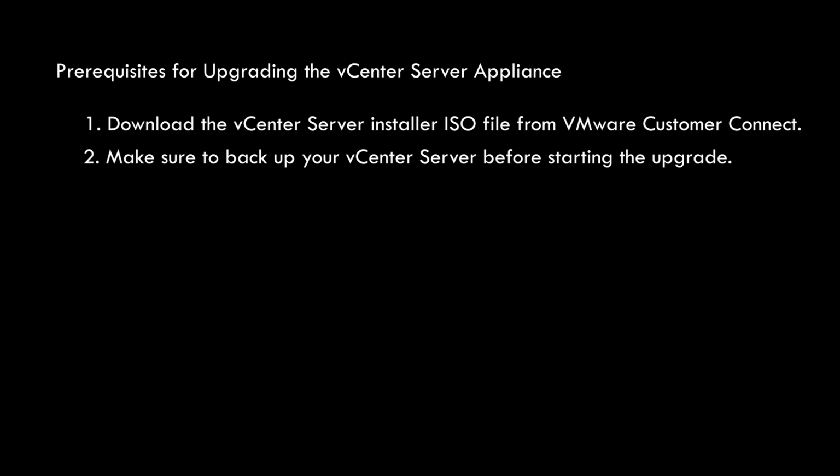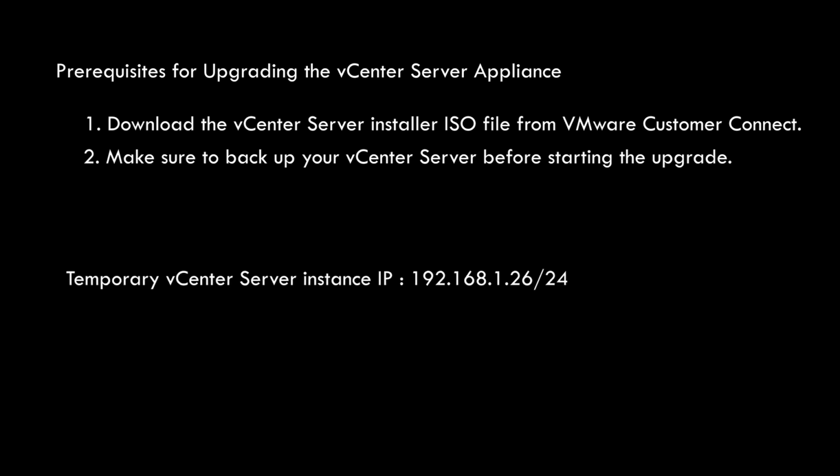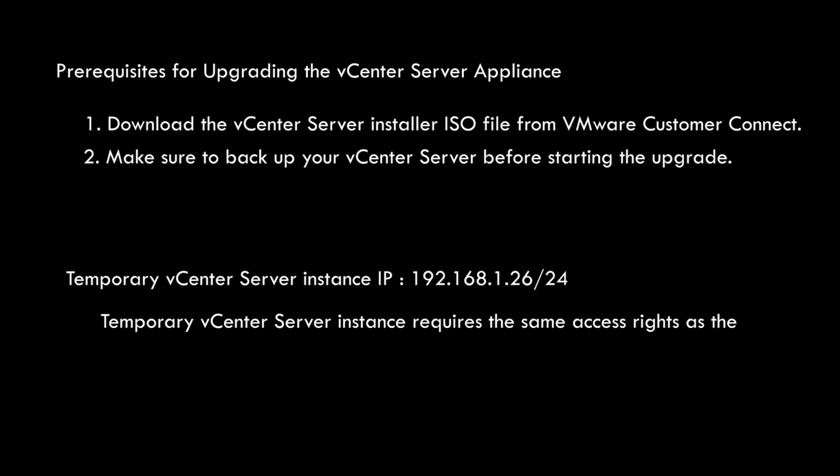In our lab environment, we've assigned a temporary IP address, 192.168.1.26, for the upgrade process. This IP address is crucial during the transition. When performing the upgrade, the temporary vCenter server instance requires the same access rights as the permanent vCenter server instance to port 443. It's essential to ensure that any firewalls in your environment allow both the temporary and permanent vCenter server instances to access port 443.